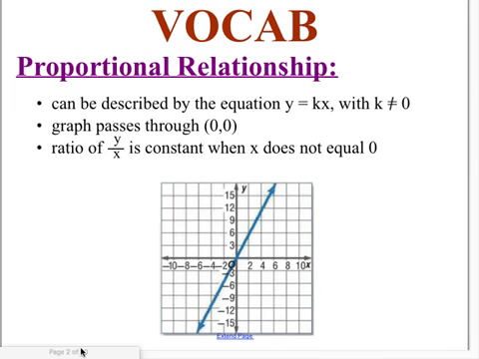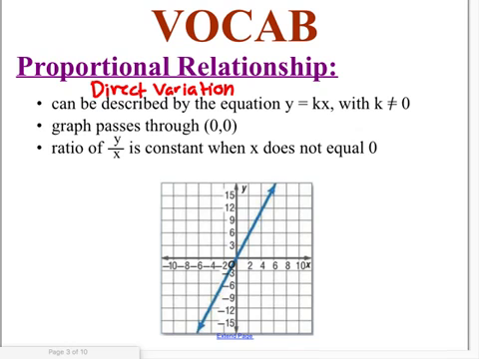First up, a proportional relationship can be used to describe the equation y is equal to kx, where k does not equal 0. This should look very familiar to you because we also call these direct variation equations. So direct variation is the same thing as proportional, two different titles for it. The graph, again, passes through 0, 0.